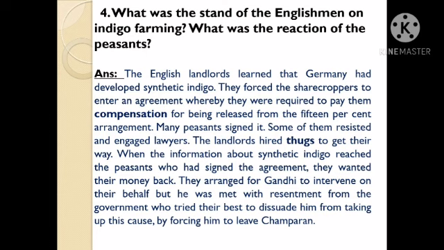The landlords hired thugs. Thugs means goons, to get their way. When the information about synthetic indigo reached the peasants who had signed the agreement, they wanted their money back. They arranged for Gandhi to intervene on their behalf, but he was met with resentment from the government, who tried their best to dissuade, which means prevent, them from taking up this cause by forcing him to leave Champaran.